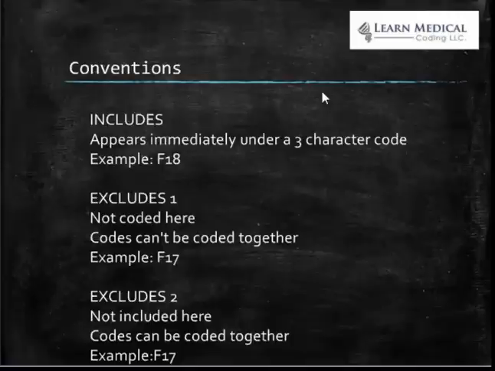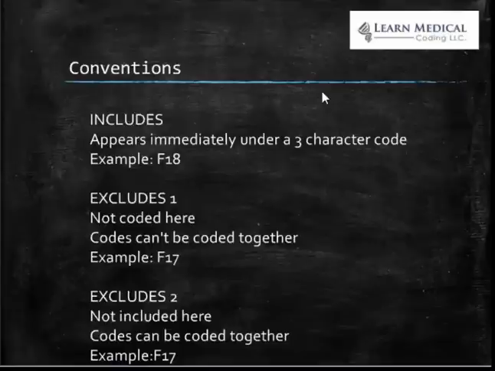F17, nicotine dependence, has an Excludes1 note: history of tobacco dependence, Z87.891, and tobacco use, NOS, Z72.0. What that means is that if a patient comes in and they have a history of tobacco dependence, you will need to go to the Z87.891 code instead of looking at the category F17 codes. Okay? Because this is not where you belong.